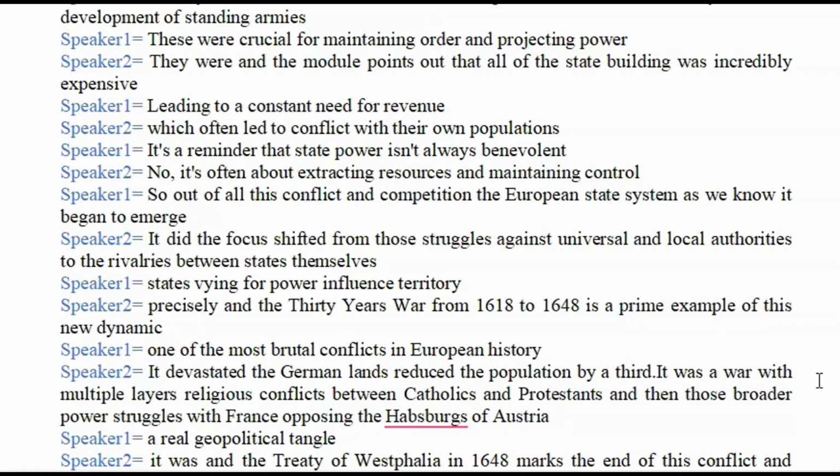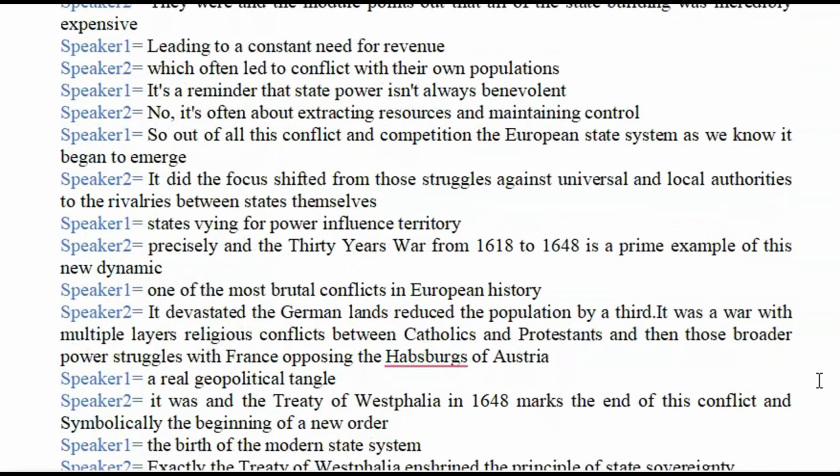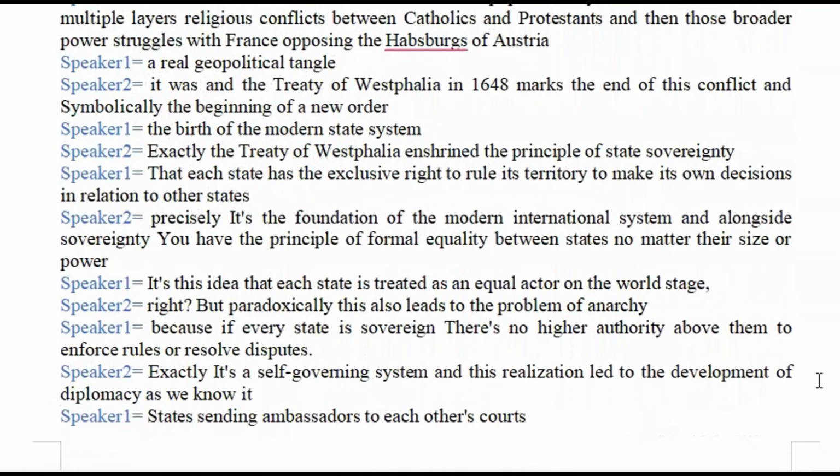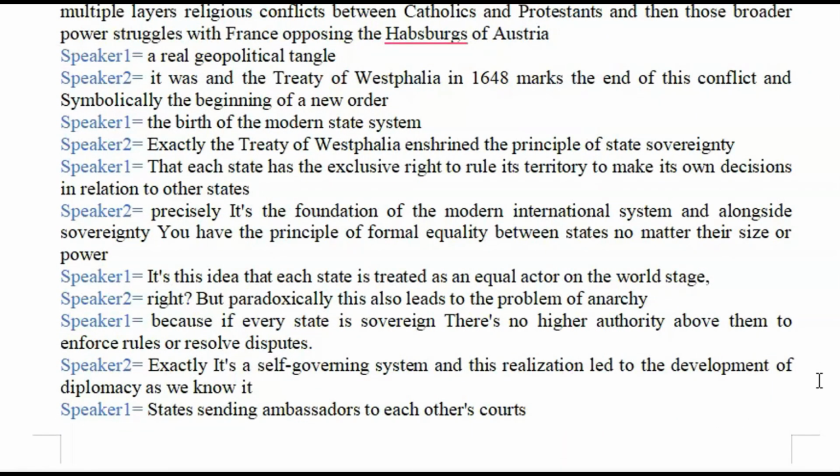It was a war with multiple layers, religious conflicts between Catholics and Protestants, and then those broader power struggles with France opposing the Habsburgs of Austria. A real geopolitical tangle. It was. And the Treaty of Westphalia in 1648 marks the end of this conflict and, symbolically, the beginning of a new order. The birth of the modern state system.